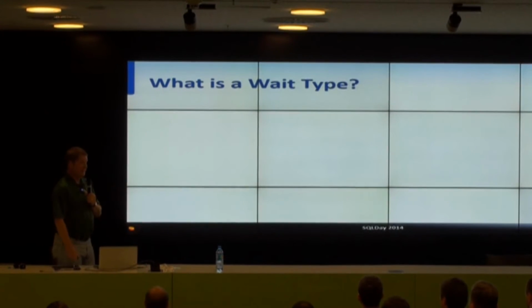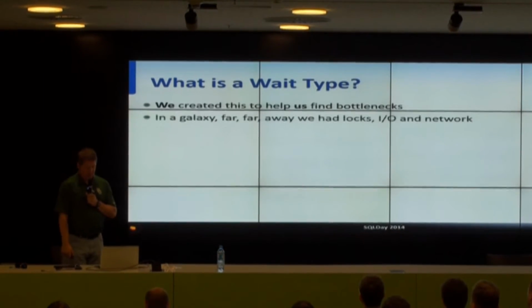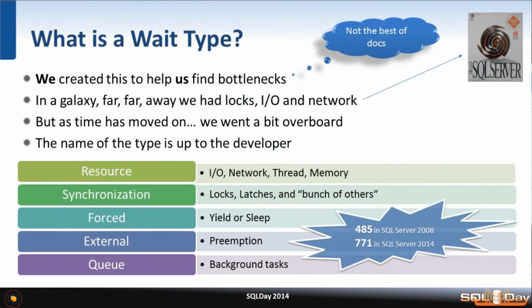So first of all, let's talk about what is a wait type. You know, what is this thing? So in a galaxy far, far away, which is a reference to Star Wars, if you look over the logo over there, that is actually the box logo for SQL Server 4.21 back in the 90s. We being Microsoft developers and support, had this need to help find bottlenecks in the code or bottlenecks for apps. And so we created this concept called a wait type. And early on, all we had were waits for locks, I/O, and network in the very early versions of the server. And we didn't really document this stuff very well. So over time, we added a bunch. In fact, we kind of went what I would call overboard on the amount of wait types we would add.